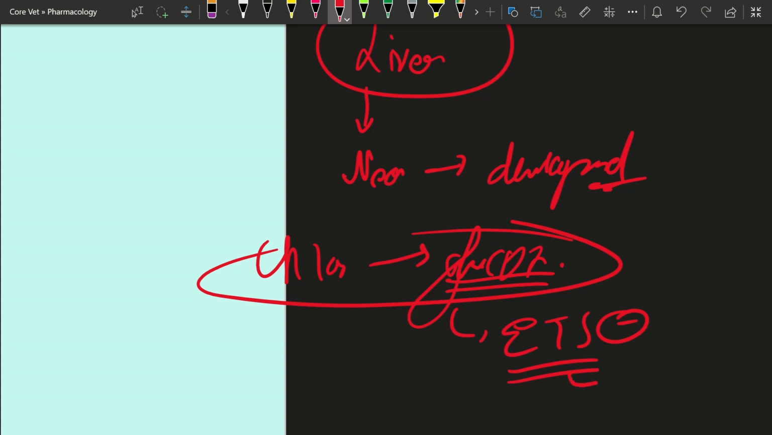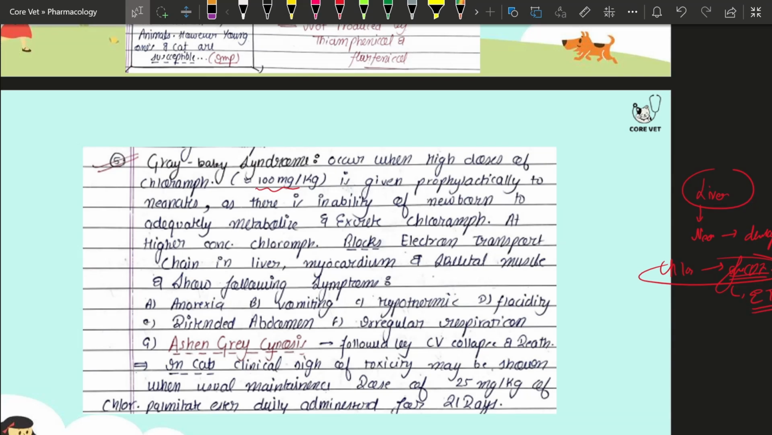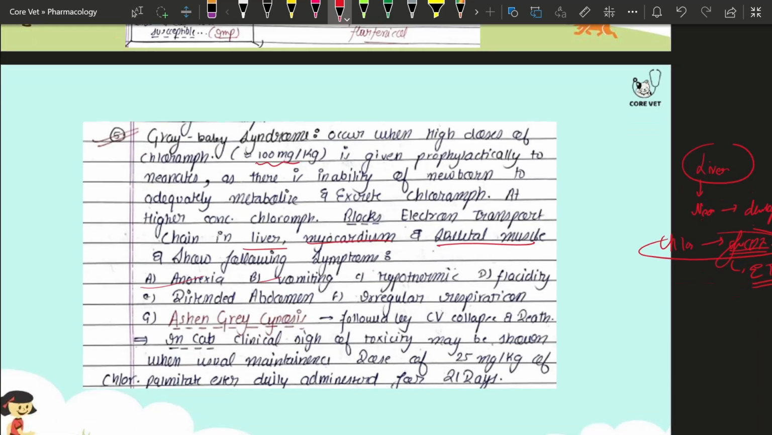We all know it is necessary for the production of the ATP, right? ETS is necessary for the ATP, and the regions that are majorly affected are the liver, myocardium, and skeletal muscle, and the following symptoms are going to be produced: anorexia, vomiting, hypothermia, flaccidity, and a distended abdomen in the young one, or the neonates. There would be irregular respiration in that particular patient to whom you have given an excess dosage, right?